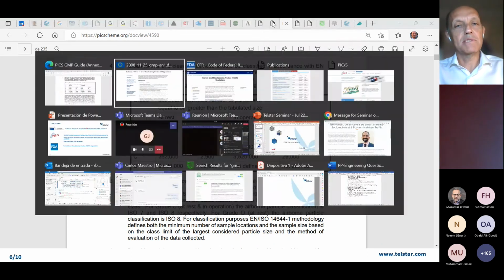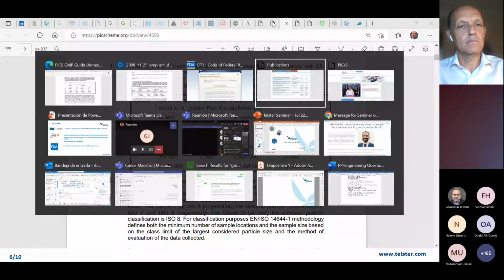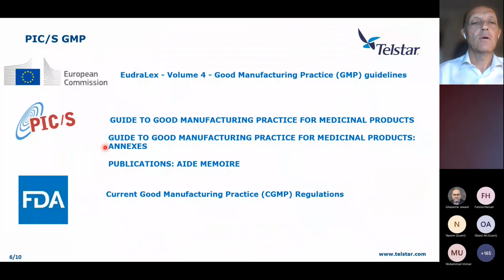So going back to the presentation, it is here. You have this aide-mémoire, which is nice to see. If you have time, please have a look. As I said, you have the link here in the presentation, and I can share it with you without problems. These publications we have in PIC/S are the same as we have in Europe. And we have then FDA, which is a bit different.